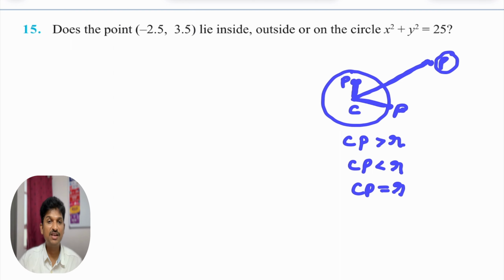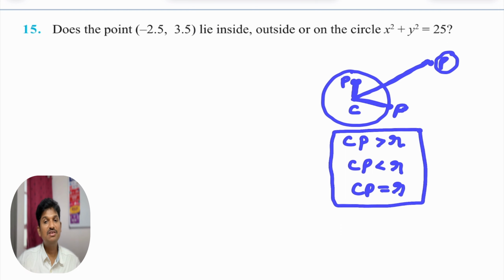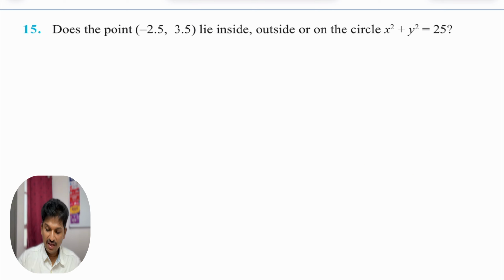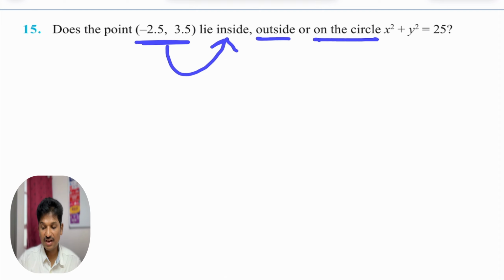You need to know these three points. To decide whether the given point lies inside, outside, or on the circle, we will calculate CP and R. If CP is greater than R, the point lies outside the circle. If CP is less than R, the point lies inside the circle. If CP equals R, the point lies on the circle. Okay. They have given one point. They are asking, does this point lie inside, outside, or on the circle?